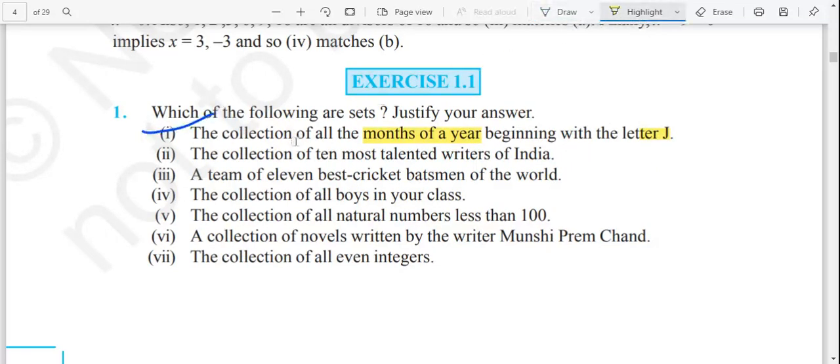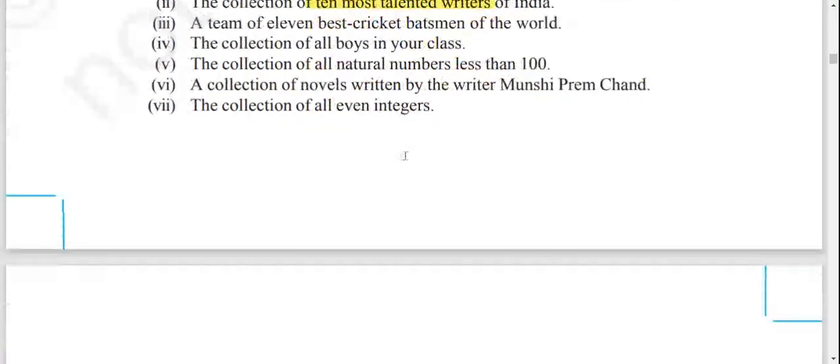Now the second one, the collection of 10 most talented writers of India. Yes, it is also specific. We have the talented writers, so it is also called a set. A team of 11 best cricket batsmen of the world. We can write this down. So you can conclude that if it has a specific answer, then you can conclude it as a set. So you can do it by yourself.